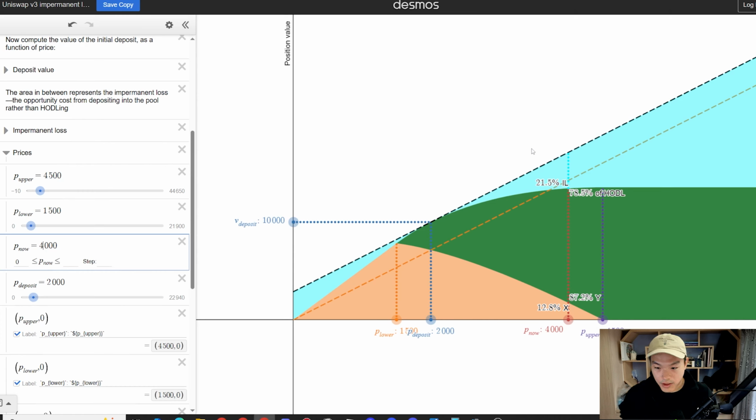So in theory, if price is trading exactly at $4,000 1 year from now, you would pretty much be at a slight loss, right? Because you would have just been better off to just hold the ETH and the USDC by like 1%. So in this case, it might not be worth it to take the extra risk with yield farming, but let me actually show you what would be closer to reality.